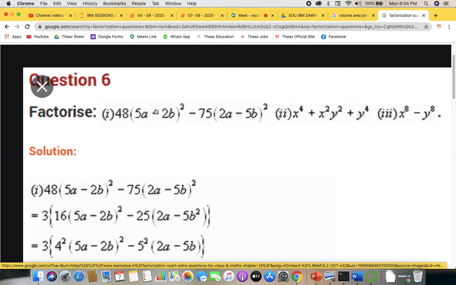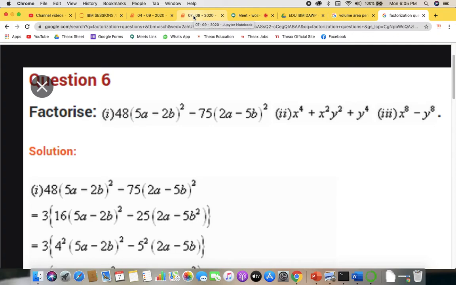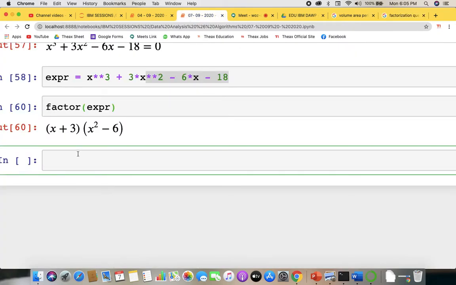Write the equation: 48 multiplied by (5a minus 2b) whole square minus 75 multiplied by (2a minus 5b) whole square. 48, 5a, 2b, 75, 2a, 5b. I'm also writing 48, (5a minus 2b) whole square.